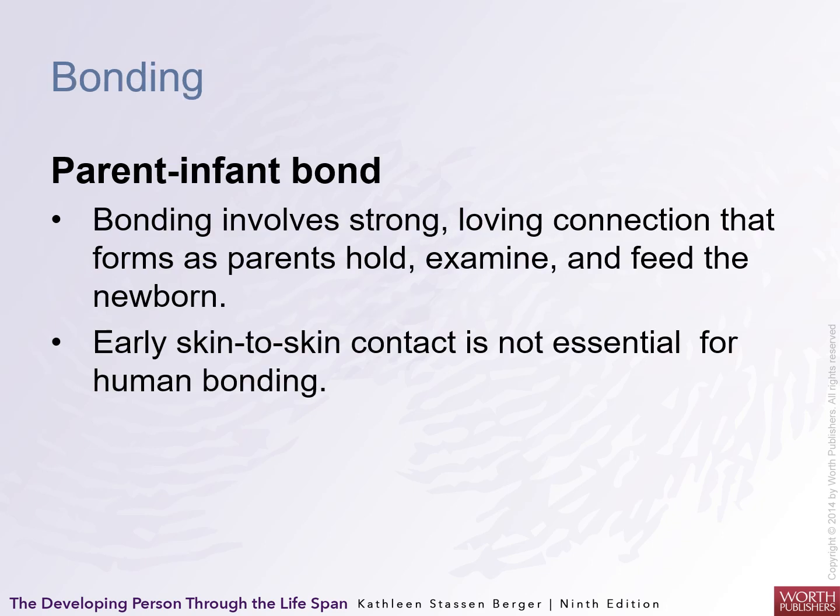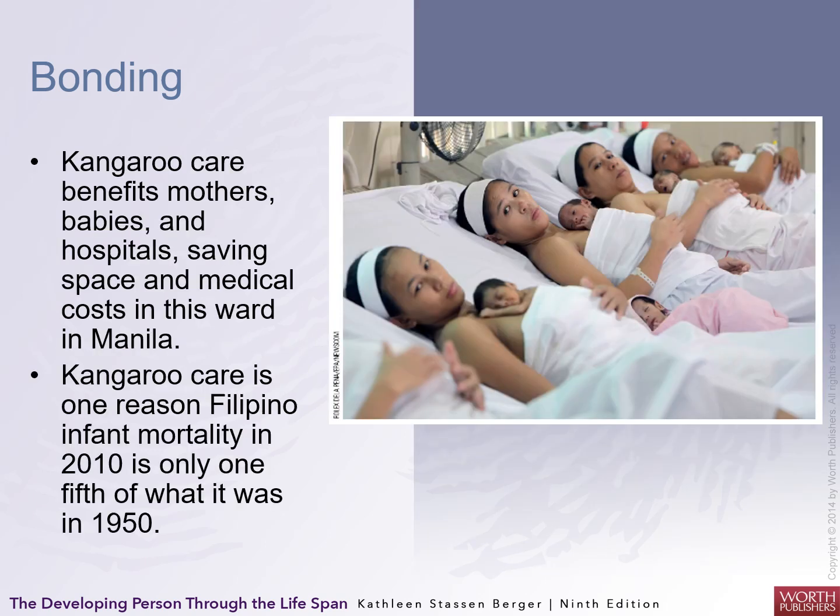So this bonding, which we're going to get back to later, is really important. It involves a strong, loving connection that forms as parents hold, examine, talk to, and feed the newborn. Early skin-to-skin contact is not essential for human bonding, but it sure goes a long way in helping bonding. And this is just an example of a type of bonding that happens in Manila, Cebu in the Philippines, called kangaroo care. It not only helps the baby, but it helps the mother. It helps the hospitals. They save space, and the cost of having children and raising them goes down.